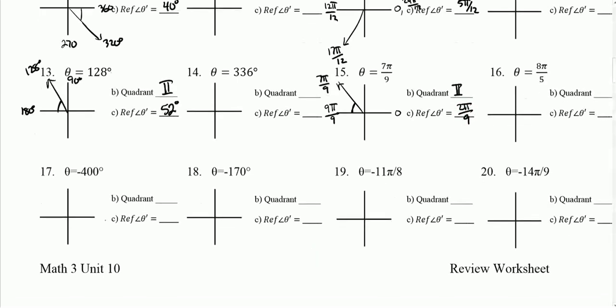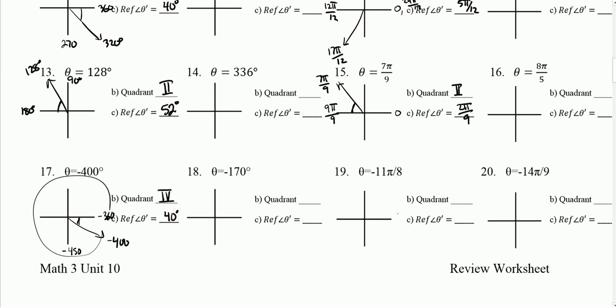Negative 400 degrees. Remember, negative, you move counterclockwise. So if you go full circle, that's at negative 360. And go another 90, you're at negative 450. So you're between negative 360 and negative 450 in quadrant 4. And the reference angle is the difference between 400 and 360, which is 40 degrees.